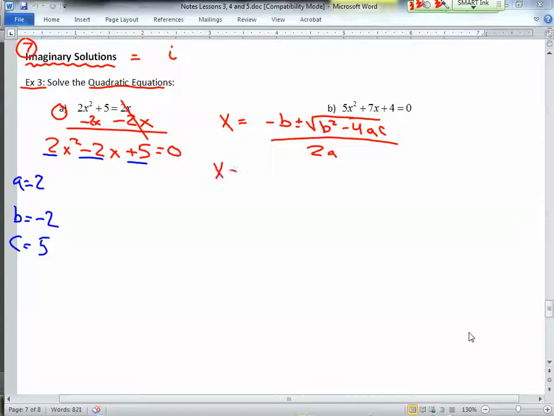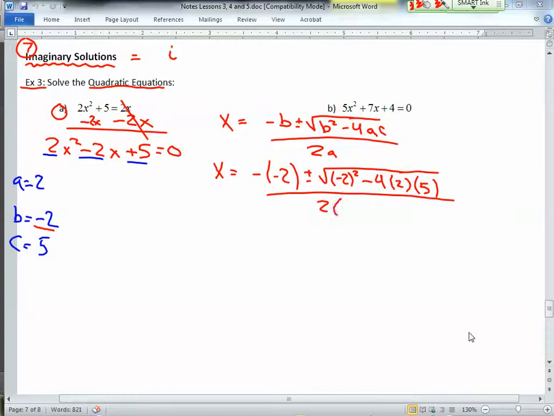All right, now I substitute in. I get x equals negative, what's my b? So I have negative 2 plus or minus the square root of, I have a negative value for b, I need to put it in parentheses. If I don't do that little step, I'm going to get the whole thing wrong. Minus 4 times A is 2 times C, which is 5. And all of that is being divided by 2A, and A is equal to 2. So 2 times 2. Make sense, or any questions?